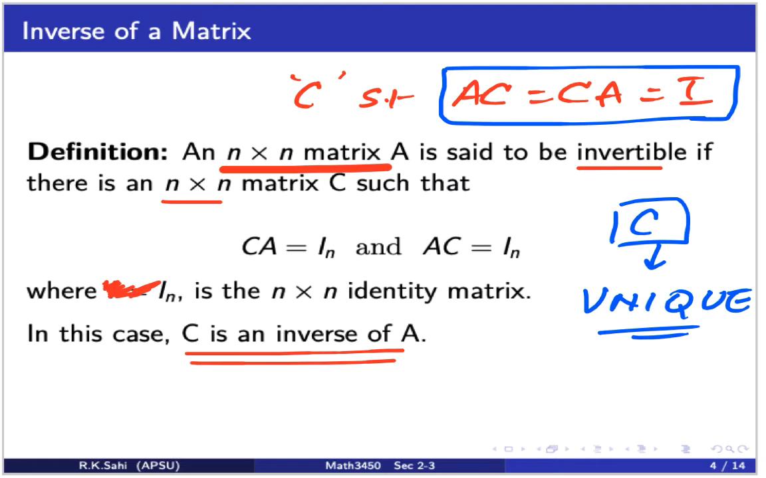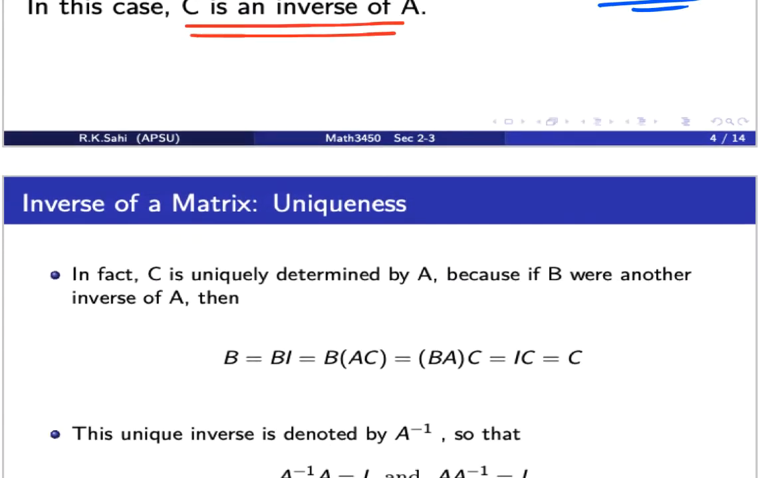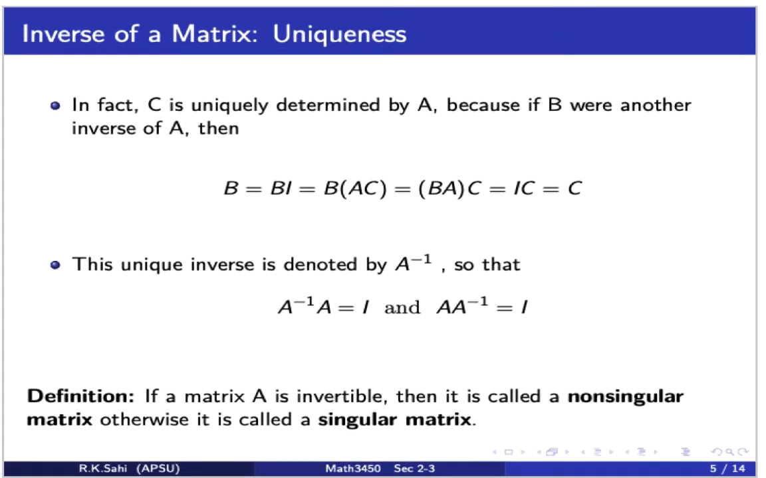Okay, so let's prove that. We say C is uniquely determined by A because suppose, now this is a proof, guys, we are doing a proof by contradiction. If B is another matrix, if I say there is another matrix B which is the inverse of A. Okay, let's do it. So the proof is we write B. Now B can be written as B times an identity matrix. Remember, any matrix multiplied by an identity will be the matrix itself.